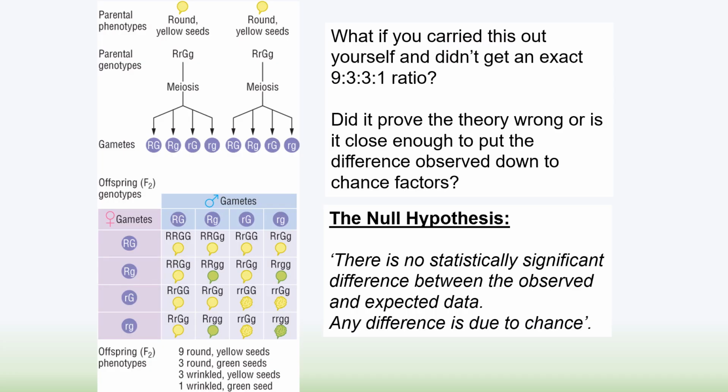So if we carried out this experiment, we would find out the actual numbers, and we would want to have the null hypothesis. So we want to be able to say there is no statistically significant difference between the observed and the expected data. Any difference is due to chance. And if that could be supported, we would then be accepting the work of Gregor Mendel.